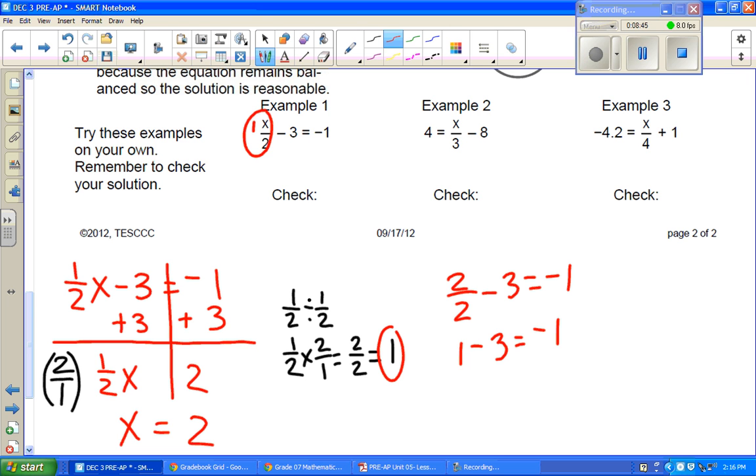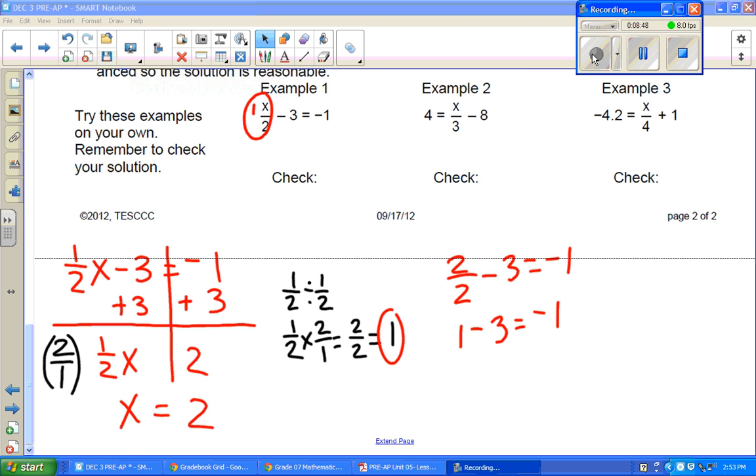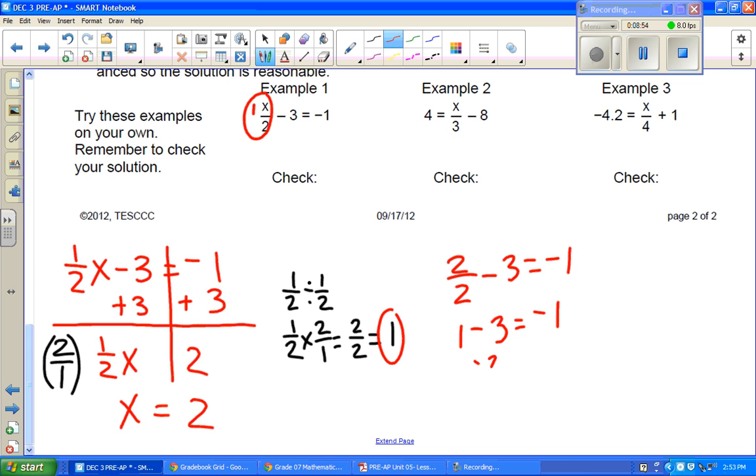And so continuing on and looking at this, I had to pause the video for a second, but we have negative 2 equals negative 1. Well, this is not balanced, guys. Look, negative 2 is not equal to negative 1, so I know that my solution of x equals 2 is not correct. So let's go and look and see where we made a mistake.